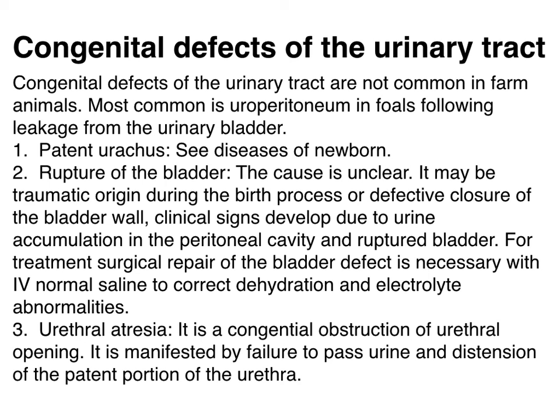Second, diseases of the newborn: rupture of the bladder, the cause is unclear. The last point is urethral atresia, and we saw this case in the veterinary hospital in Muthanna. It is a congenital obstruction of the urethral opening. It is manifested by failure to pass urine and distension of the patent portion of the urethra.